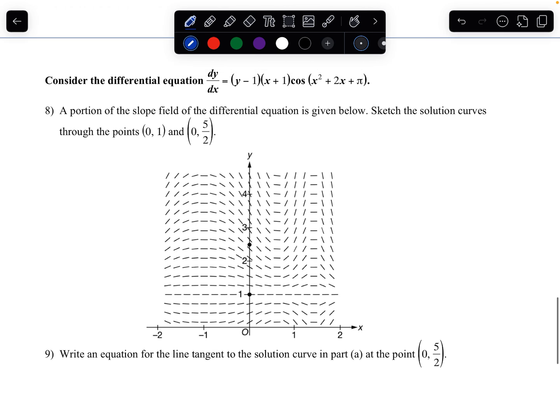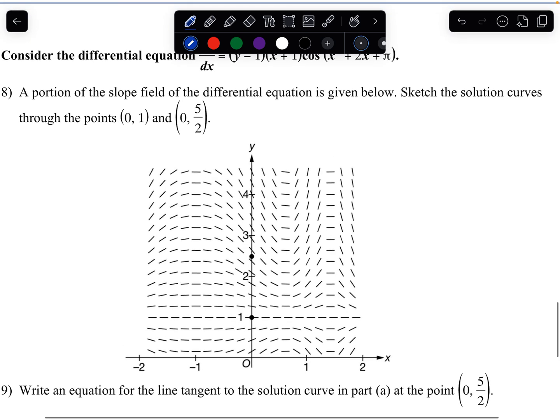So for 8, consider the differential equation given here. A portion of the slope field of the differential equation is given below. Sketch the solution curves through the points (0, 1) and (0, 5/2).